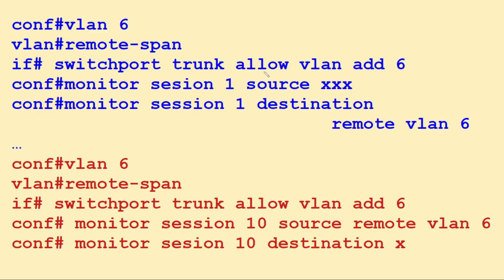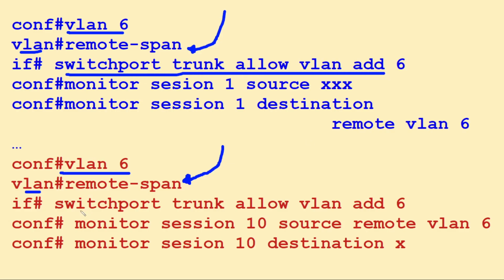Remember that you must create the remote SPAN VLAN from end to end. Let's say in this example that the remote SPAN VLAN is number 6. So we are going to use the command VLAN 6 as with any other VLAN. The only difference is that within VLAN configuration mode, we are going to enter the command remote-span. So we are defining this particular VLAN to be a remote SPAN VLAN. And then we have to make sure that at every single trunk from source to destination, we add this VLAN to the allowed VLAN list. So we will use the switchport trunk allowed vlan add command.